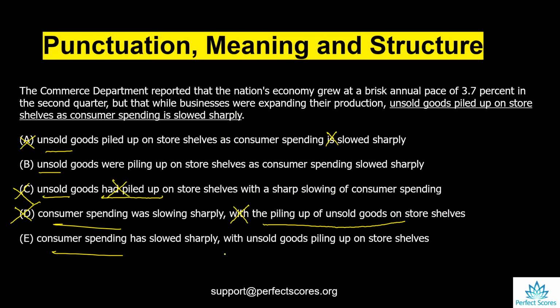Well, like you mentioned before, it makes more sense for unsold goods to come first. And also, I guess the tense agreement with consumer spending has slowed sharply, but businesses were expanding this. So there are definitely more than one error. In this, you've got has slowed, which does not make sense with the were expanding, and the with is again wrong over here. So B is the correct answer.